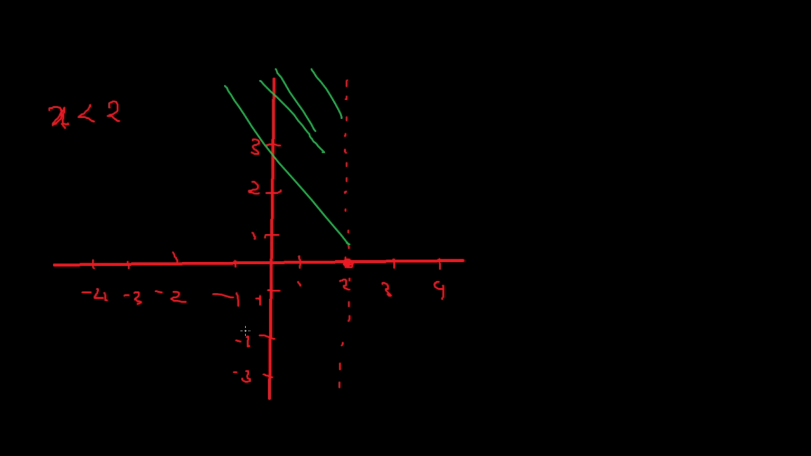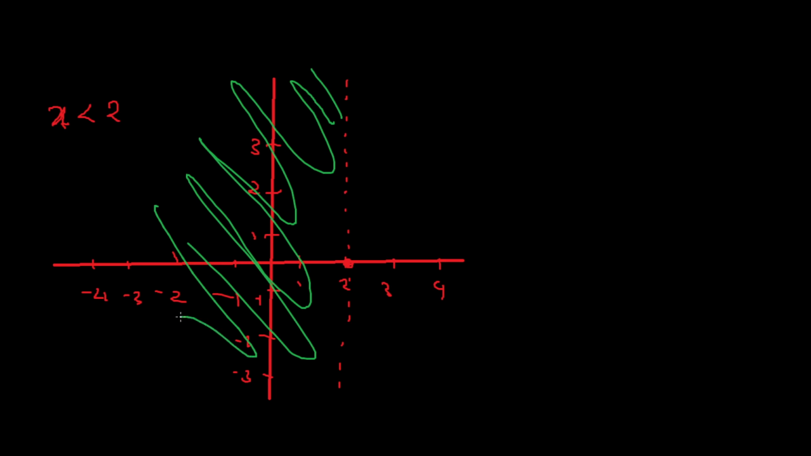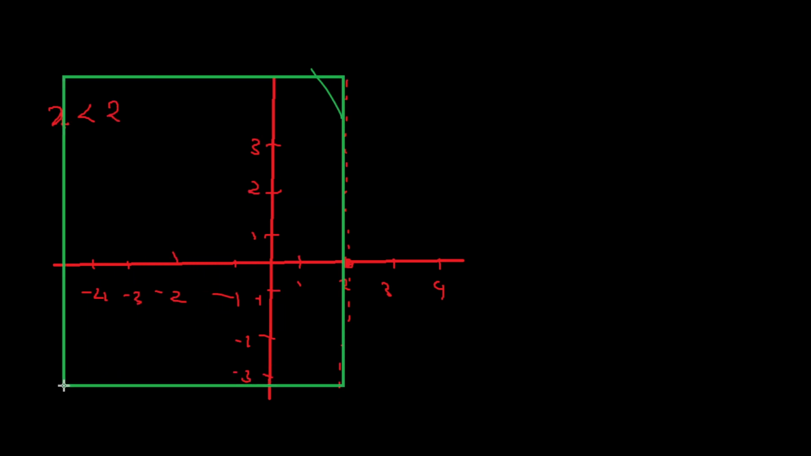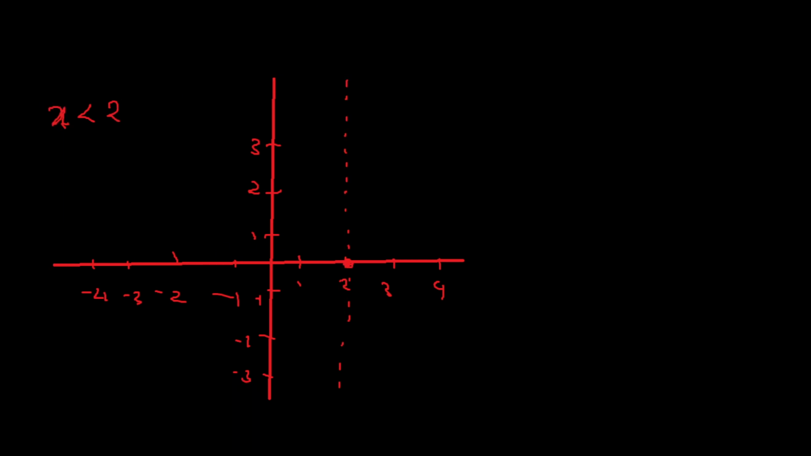It's kind of terrible. Let me quickly fix it up. So this place over here would be our shaded area. But let's say this was an equal sign. So x is equal to or less than 2. Then our line would be a straight line. Let me just do that real quick. And the shaded area would be the same.